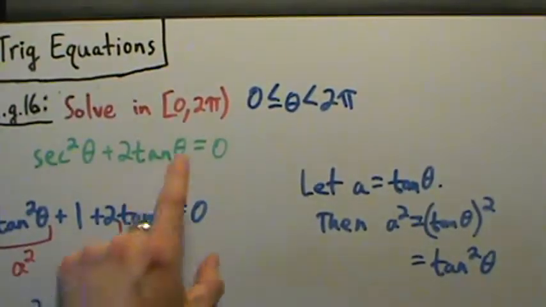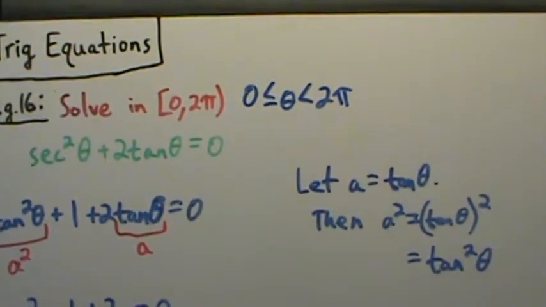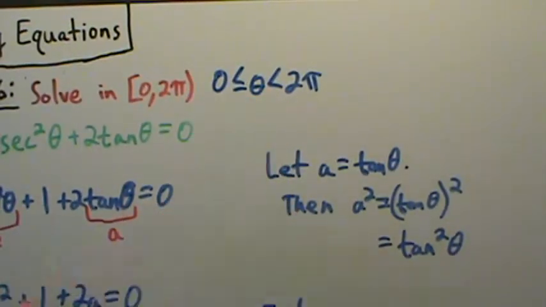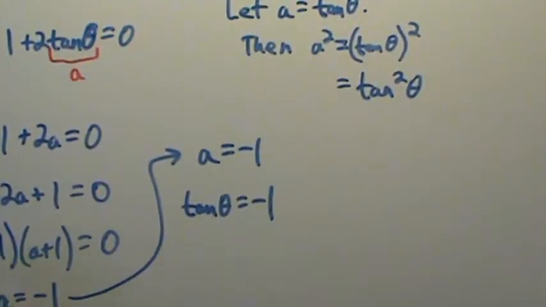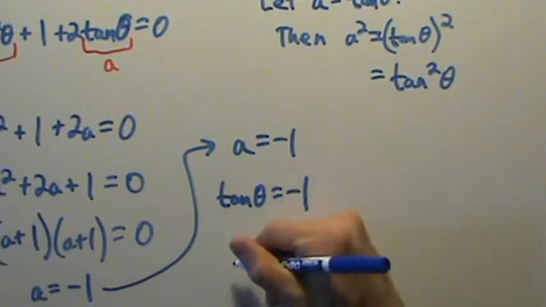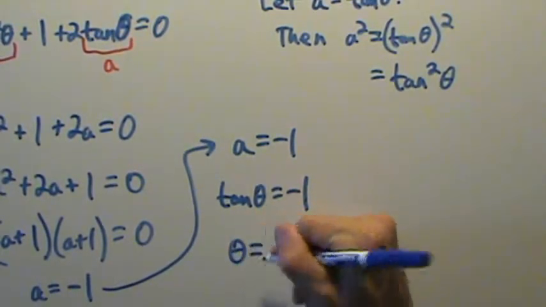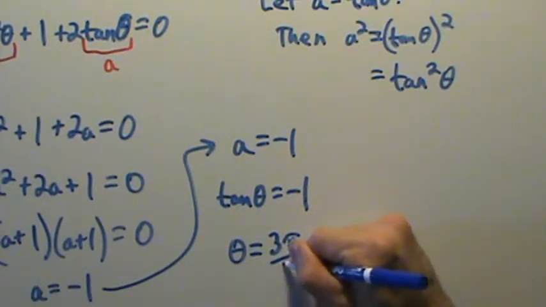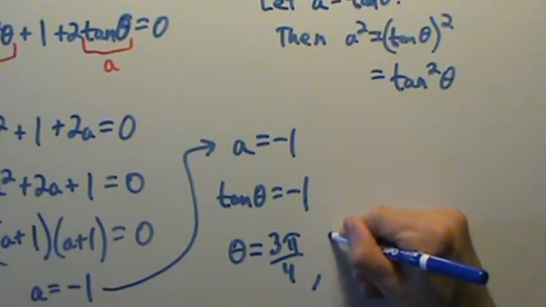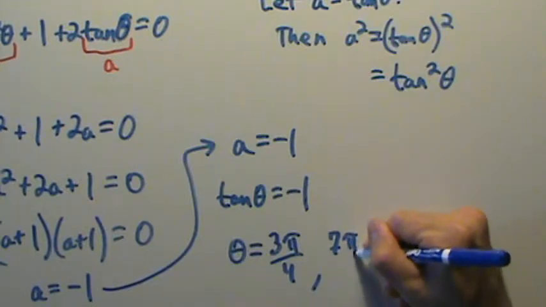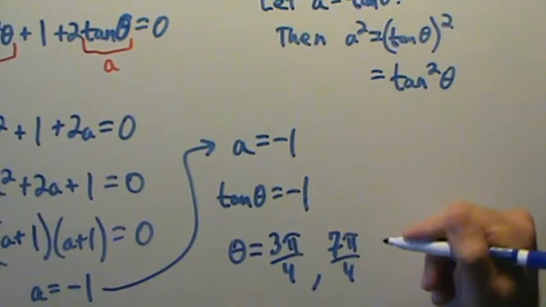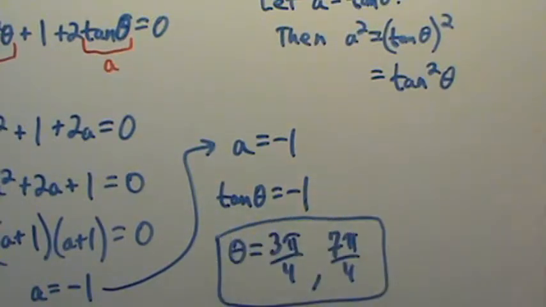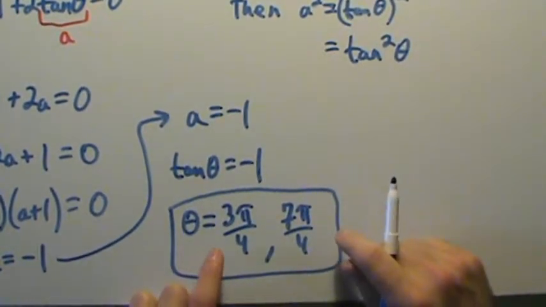Here we're solving in the interval 0 to 2 pi. So we want to know what values of theta between 0 and 2 pi have tangent of theta equal to negative 1. Again, it's just a matter of knowing the unit circle, and those values of theta are theta equals 3 pi over 4 and 7 pi over 4. That's really just a matter of knowing the special values there.